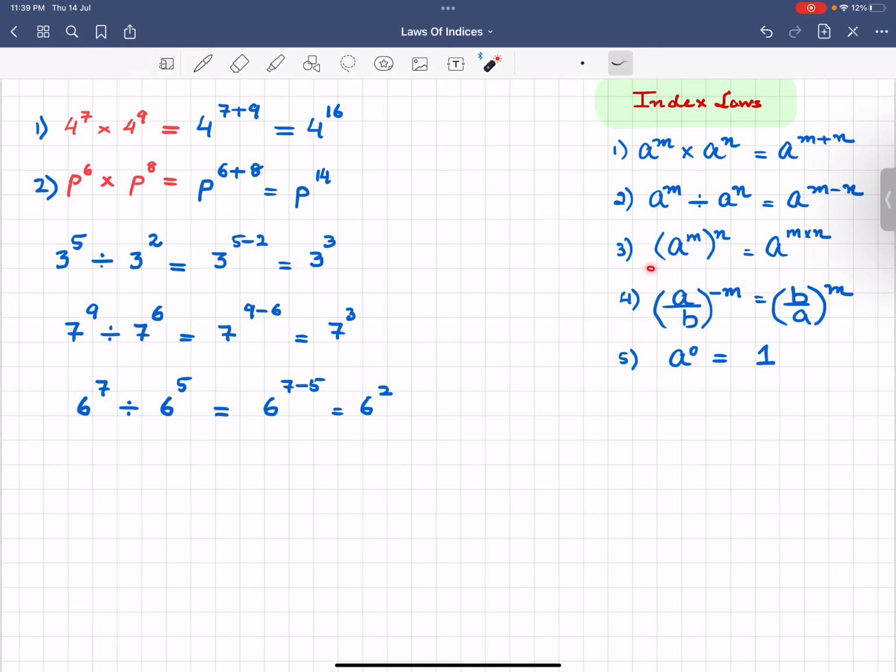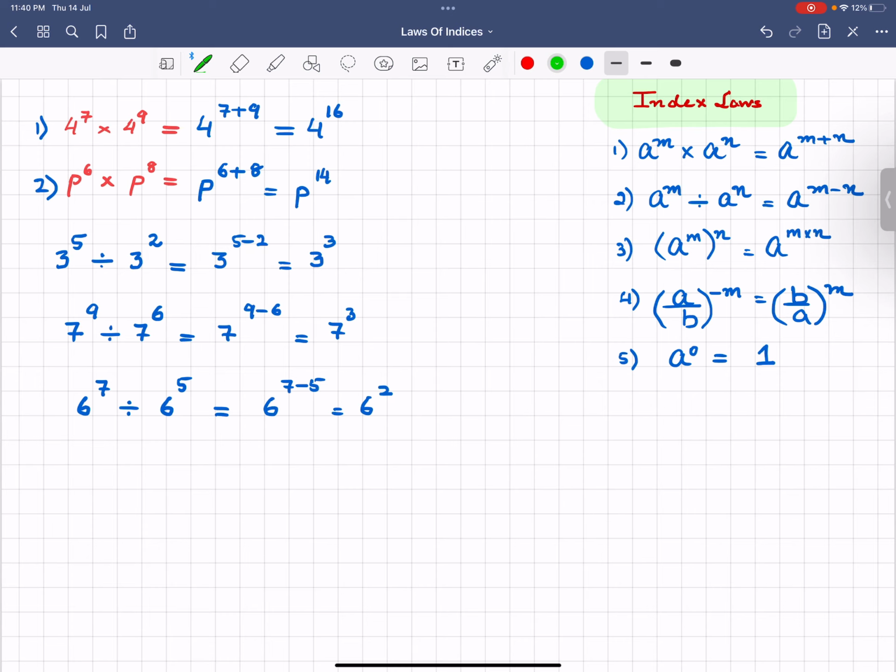Let's move on to the third rule of index. So if we have a base a to the power of m and the whole of it to the power of another number n, that means that we can multiply the two powers and write it as a single index in the form of a to the power of m times n. Let's do one example here.